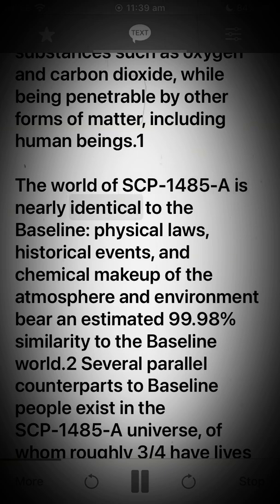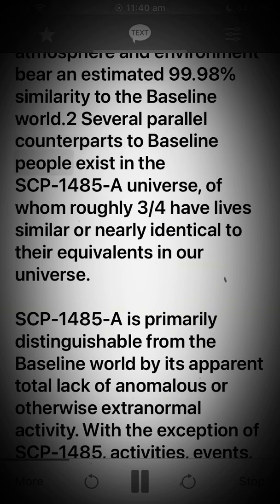The world of SCP-1485-A is nearly identical to the baseline. Physical laws, historical events, and chemical makeup of the atmosphere and environment bear an estimated 99.98% similarity to the baseline world. Several parallel counterparts to baseline people exist in the SCP-1485-A universe, of whom roughly 3/4 have lives similar or nearly identical to their equivalents in our universe.